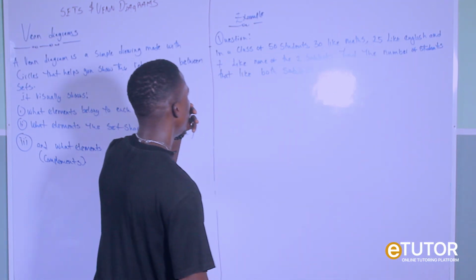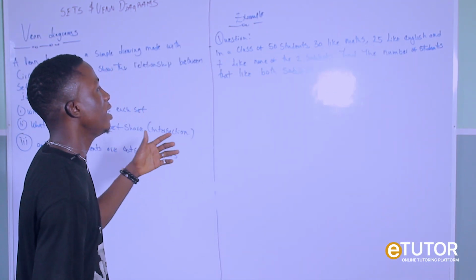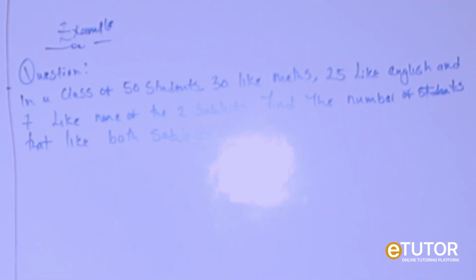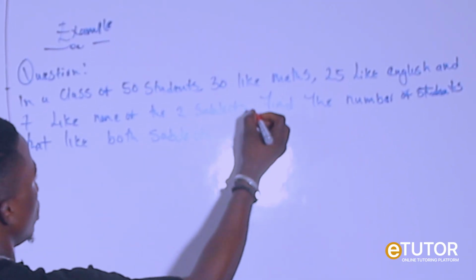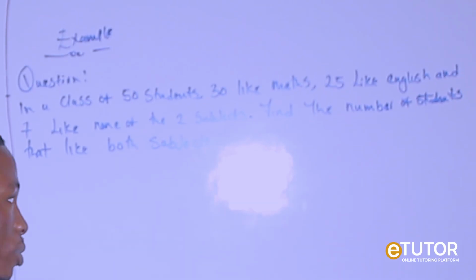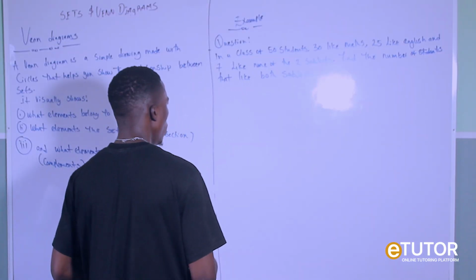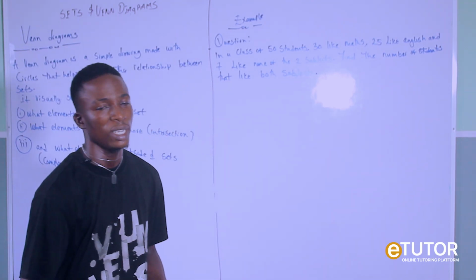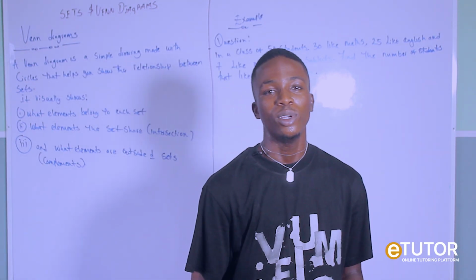This is the first one. So, example: in a class of 50 students, 30 like maths, 25 like English, and 7 like none of the two subjects. Find the number of students that like both subjects. So now we're going to use Venn diagrams to actually solve this. And what does a Venn diagram look like?